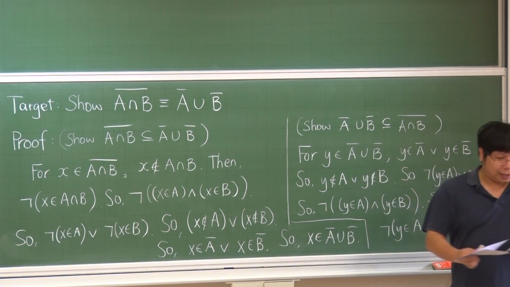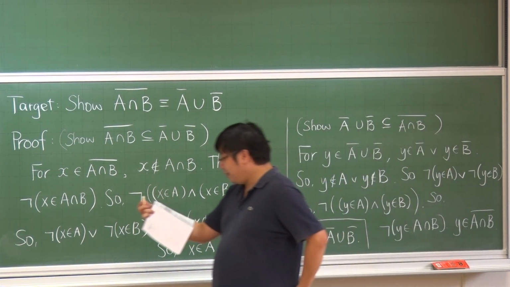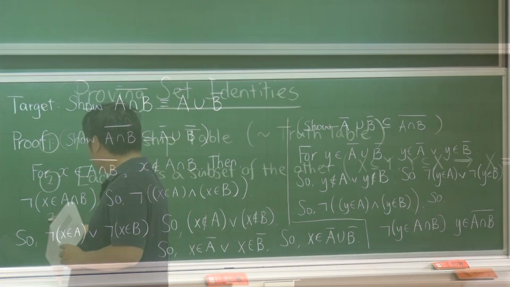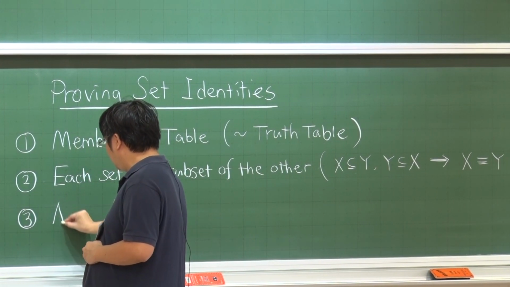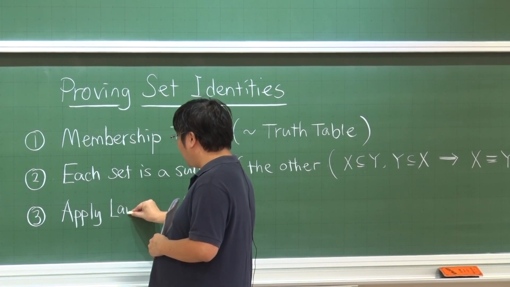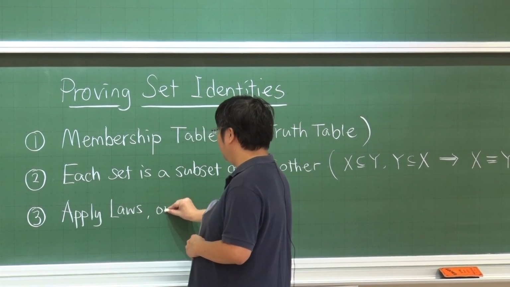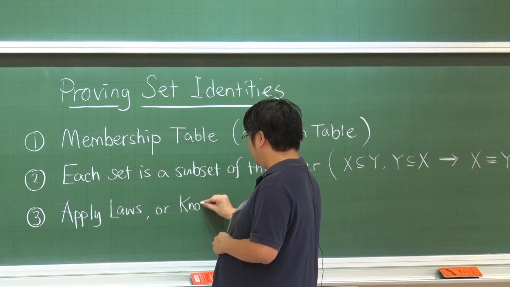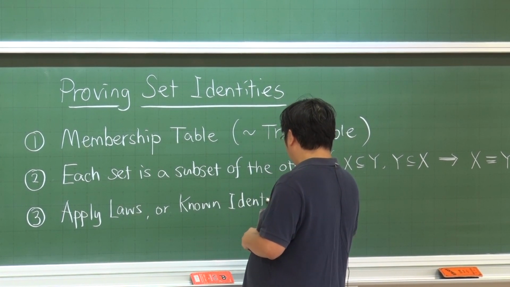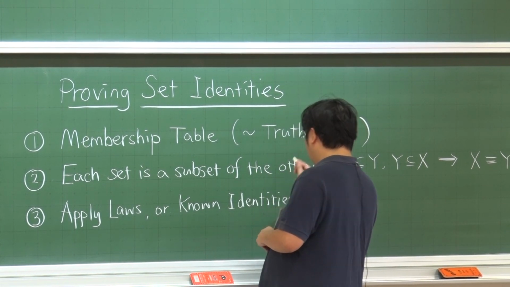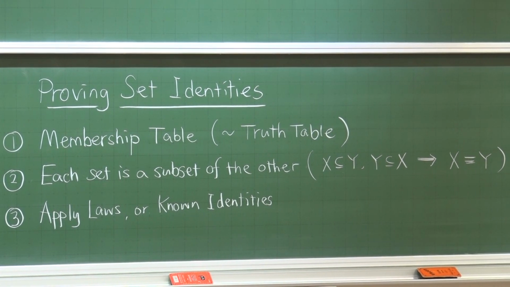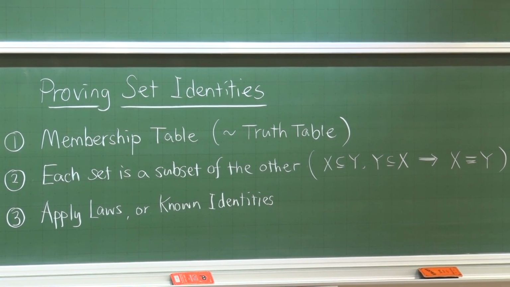Okay? And of course there is a third one. The third one is apply known set identities. Apply the laws that we have, or the known identities. Okay, so this one I will just give you an example. So this is going to be simple.